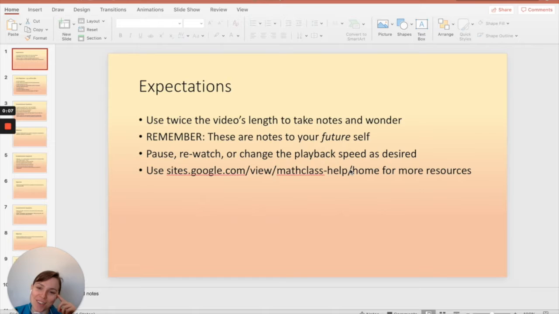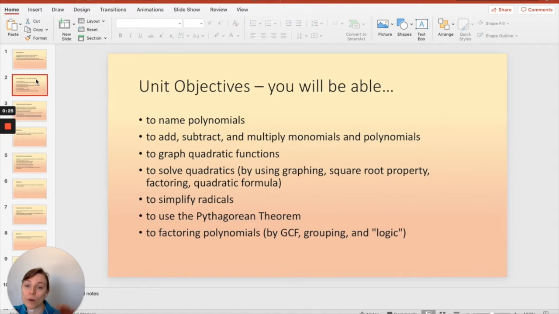All right, so let's stay on track. Make sure we have twice this video's length to take notes and wonder. I am going to try to skim this a little bit because we're just doing square root properties. It's only 4 examples, and it should be much faster than the 20-minute video that you just watched for the last lesson. Remember, we are going over square root properties, so we are starting to solve quadratics.